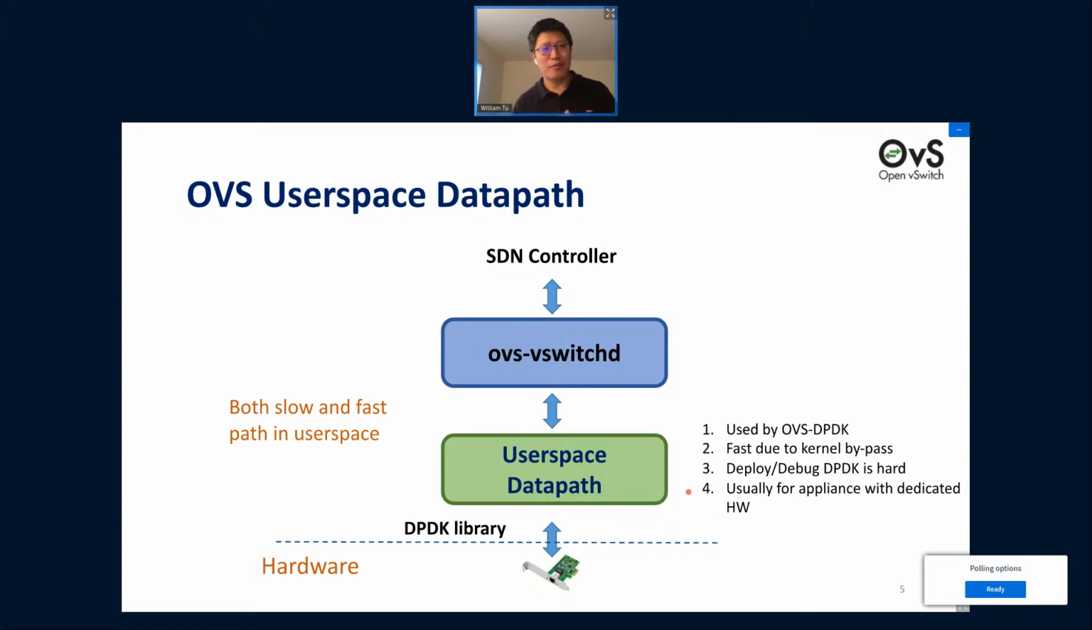However, it's not very widely used because, first, deploying and debugging DPDK is a little bit hard. It usually involves a lot of low-level details. It's not like the Linux kernel, which has a very good abstraction, so people don't need to know much about the low-level details. Another case is that usually this OVS DPDK deployment is for the appliance use case. People have dedicated servers where they want to optimize the performance a lot, so they deploy OVS DPDK.